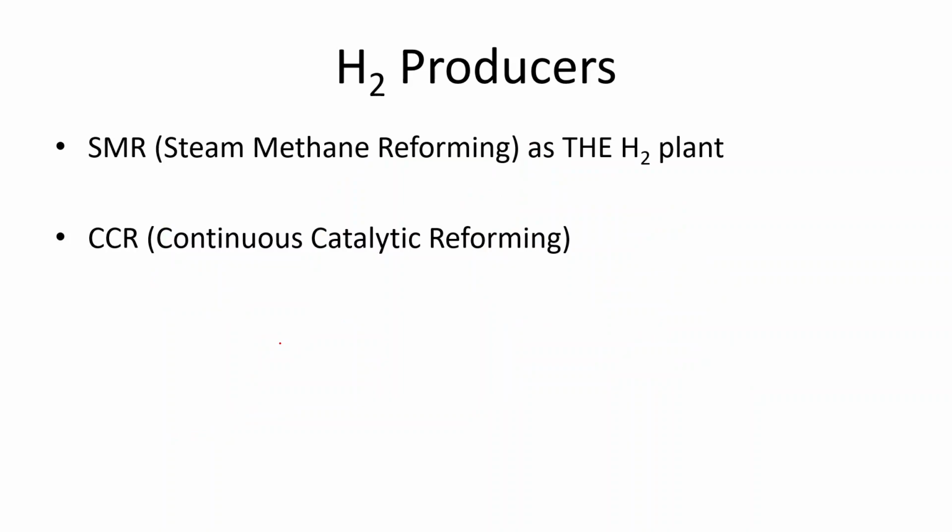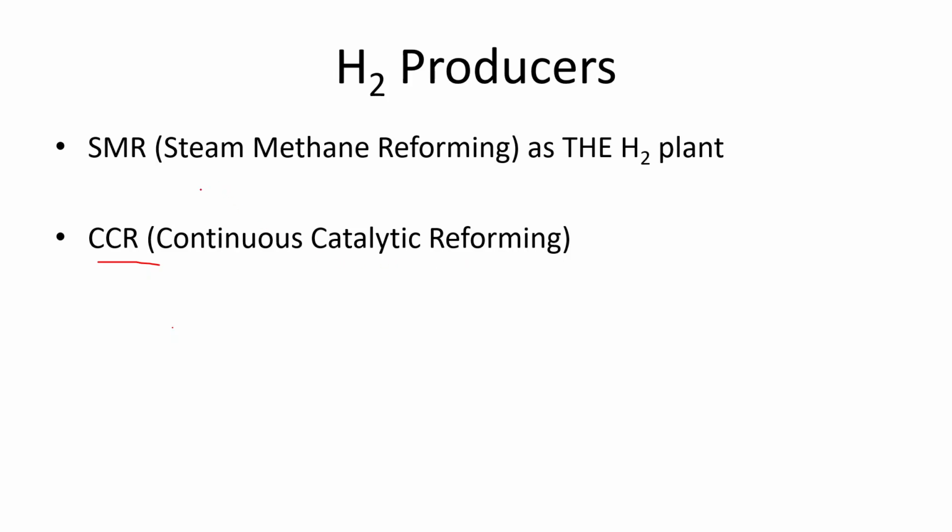Now, how about the hydrogen producers? There are typically two unit operations. We mentioned this already. The first is the one we typically have in the plant, the reformer units. In this case it uses the latest technology, the continuous catalytic reforming unit from UOP, which produces lots of hydrogen, but at low concentrations of hydrogen.